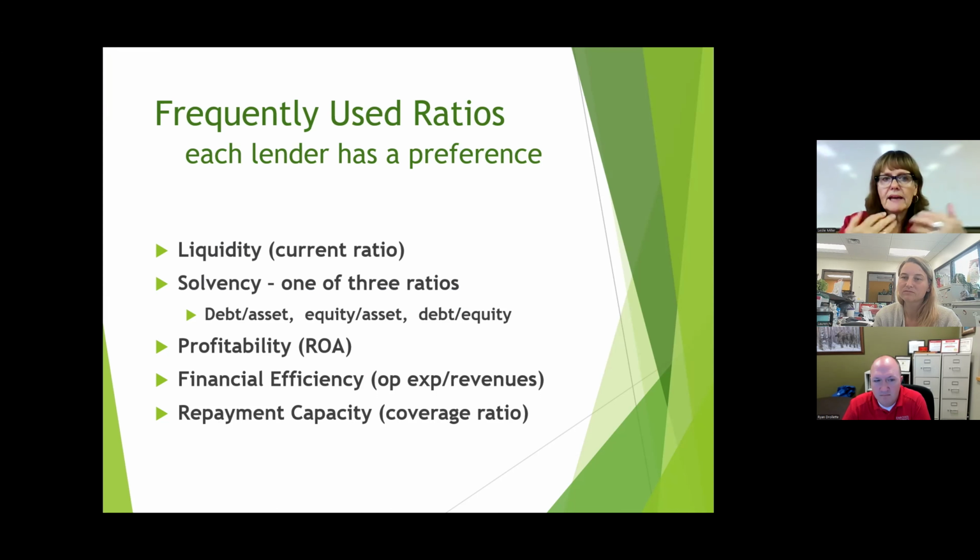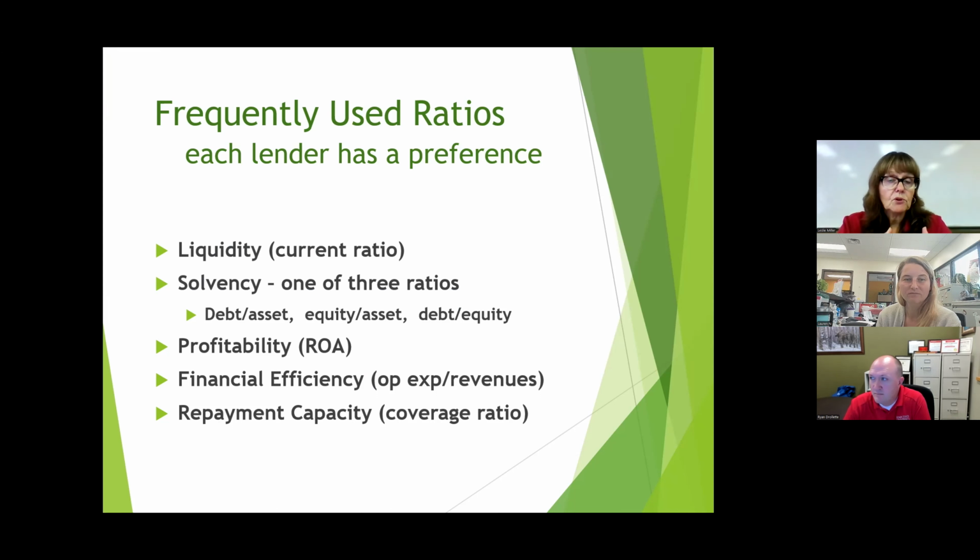With that in mind, I have 5 ratios that I have consistently used, and I think they're pretty much used throughout the lending industry. The reason for these 5 different ratios is that there are 5 areas we look at when we're looking at a farm financial statement and an operation's ability to repay. We look at their liquidity. Will they have enough money on hand to pay debts as they come due? We look at their solvency. If something happened where they had to stop their operation, are they going to have enough money to pay the debts that are out there?